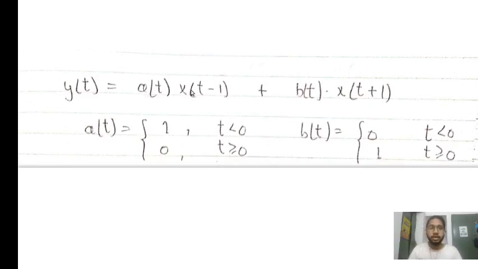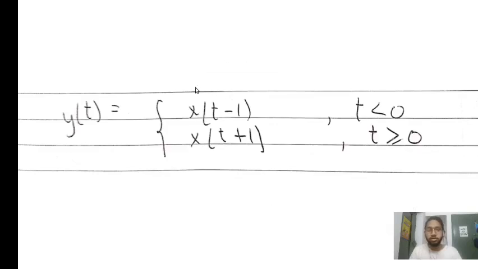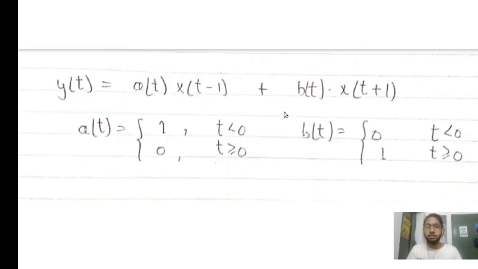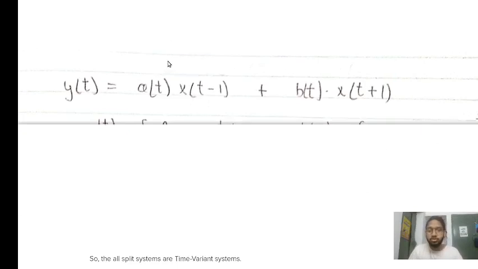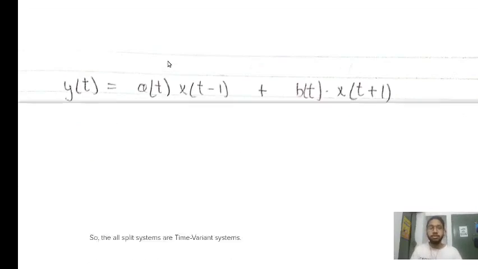Y of t equals x of t minus 1 when t is smaller than 0, and our above example was the same. Look, it's the same. And when t is greater than or equal to 0, a of t equals 0, so the term left is y of t equals x of t plus 1. So these are the same terms. But if we write that problem in this syntax, the 3 conclusions are not satisfied because the coefficient is not constant. There is t in this term. So all the split systems are time variant systems. We can conclude this: all the split systems are time variant systems.